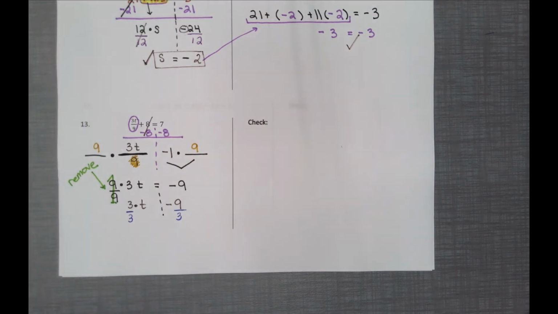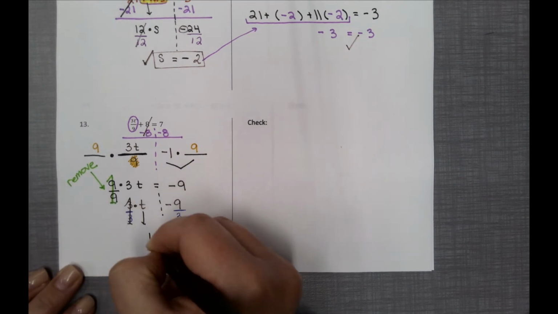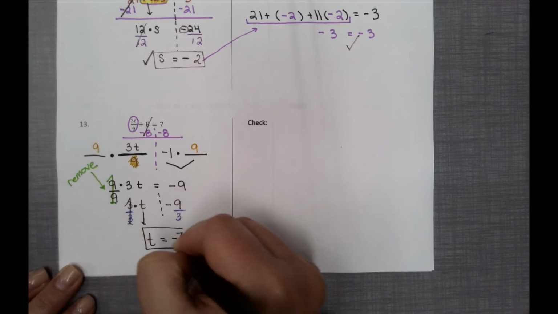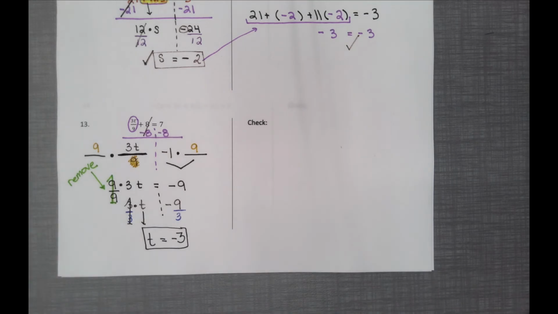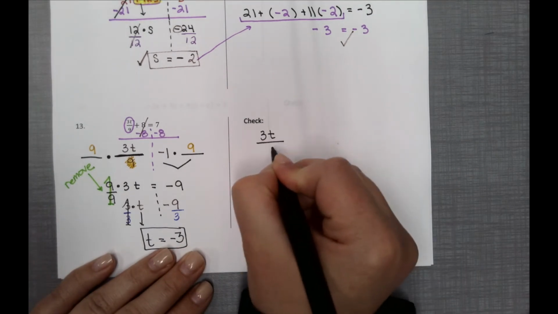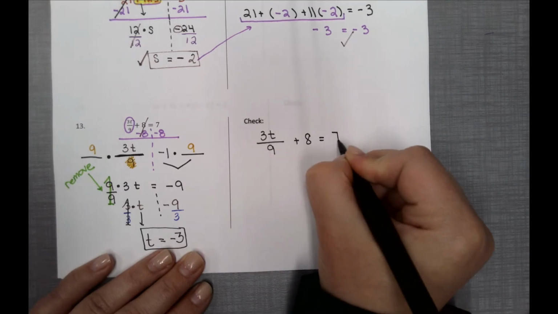What's our goal with 3? Our goal with 3 is to be removed. So t is equal to -3. Let's check that answer. 3t over 9 plus 8 equals 7.